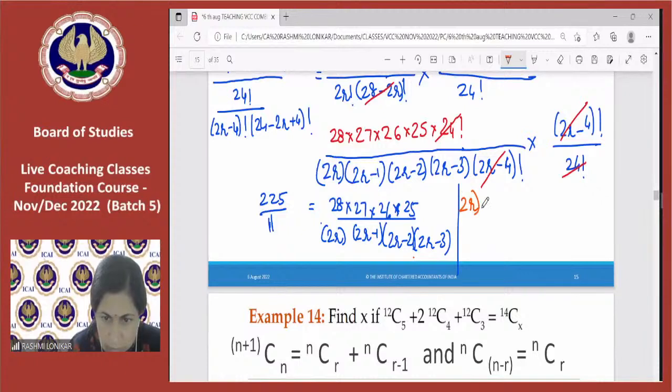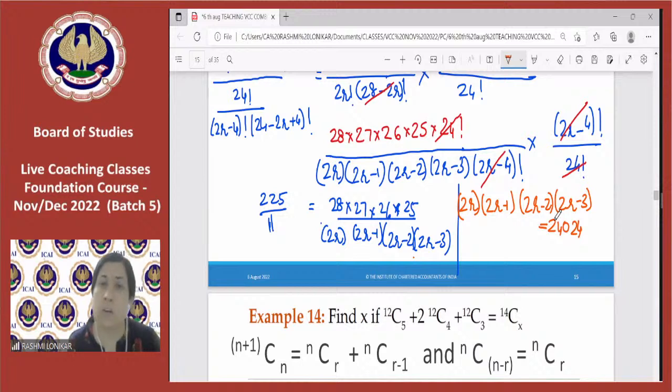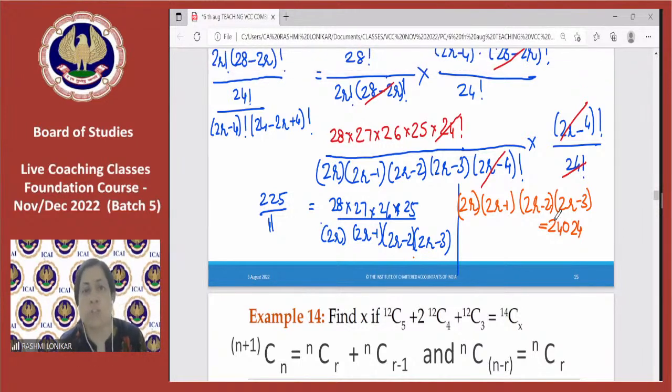2r into 2r minus 1 into 2r minus 2 into 2r minus 3 to be equal to 24024. Okay. Now you will have options over there. So you will put in the option, and whichever option when you put over there, you are getting as 24024, you will take that R value as the correct value. Okay. So you will have to substitute and see. Now let me just check.